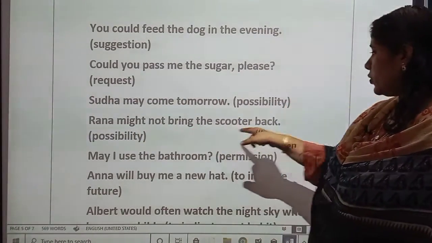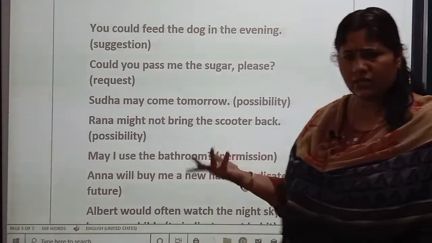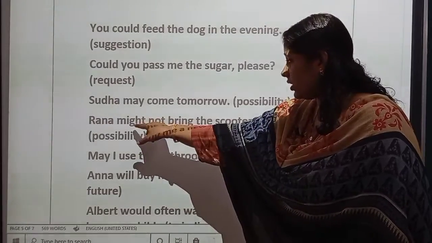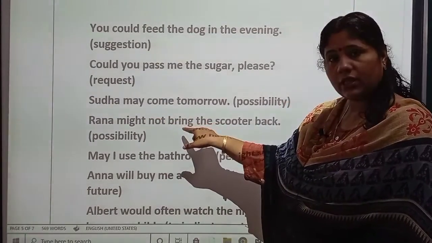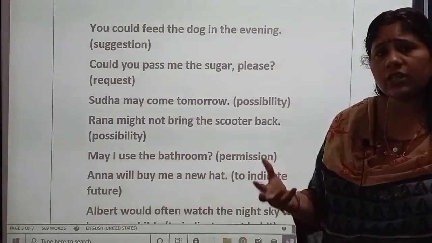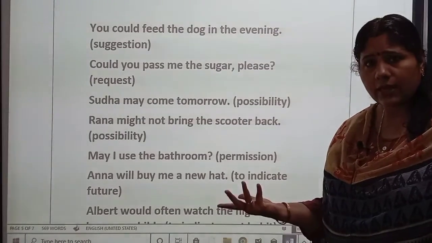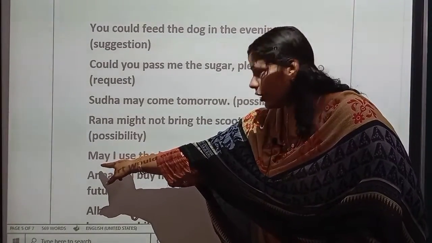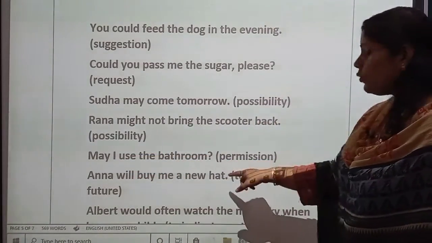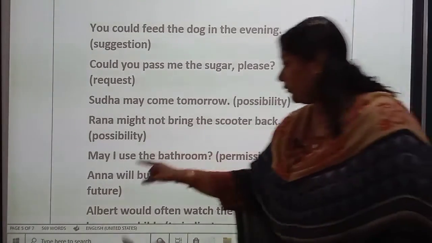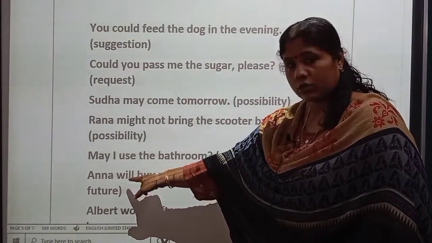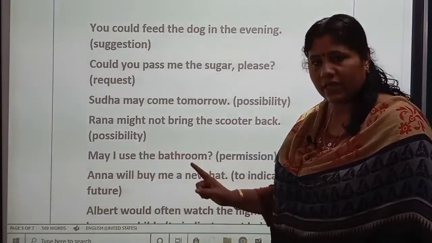Rana might not bring the scooter back. Possibility. Might, shayad, understood? Might, modal auxiliary verb. Bring, main verb. May I use the bathroom? Again you are asking for permission. Can I use your bathroom? So may, modal auxiliary verb, use, main verb. Anna will buy me a new hat, to indicate future. Will, future. Understood? So will again is a modal auxiliary verb, buy, main verb.